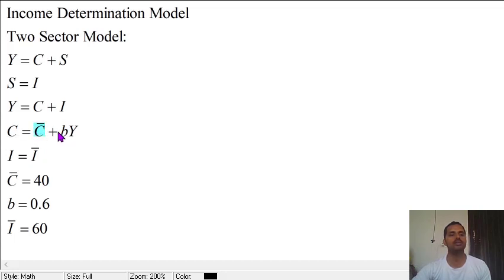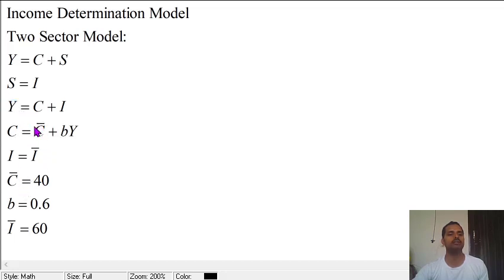And this consumption function has two parts. This is the autonomous consumption, that is, the minimum level of consumption that we consume even if our income is zero. And the remaining part of consumption is not autonomous. This is related to Y, that is, we consume some portion of Y, and this portion is represented by this B. And investment is assumed to be autonomous. Autonomous simply means that it is not influenced by any other variable in the model.